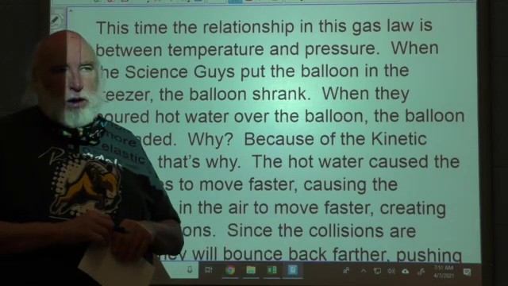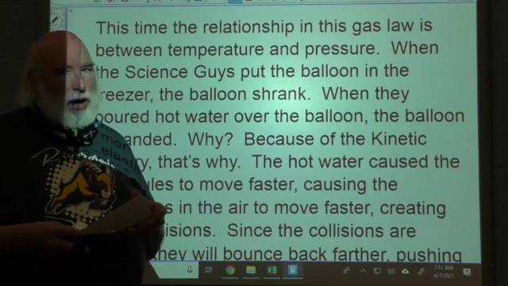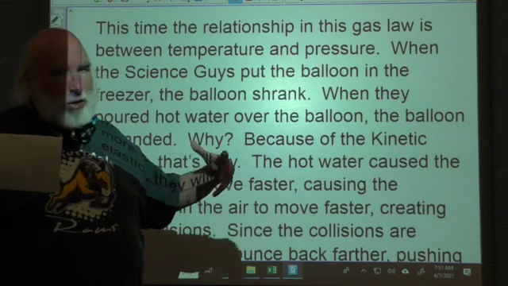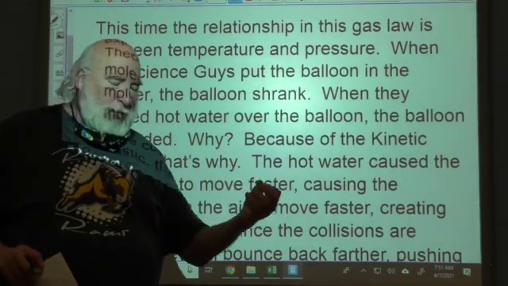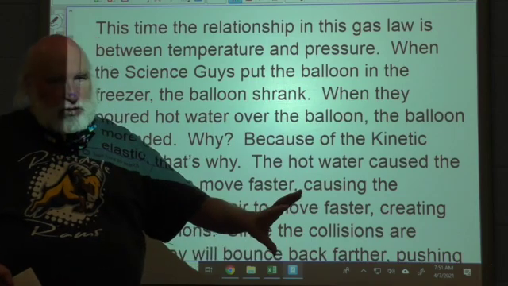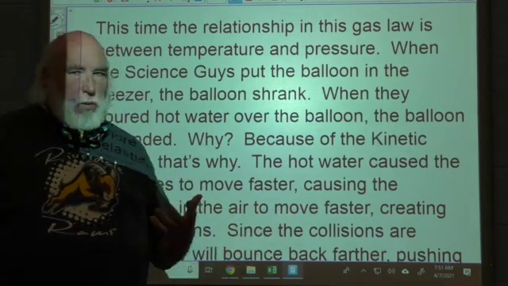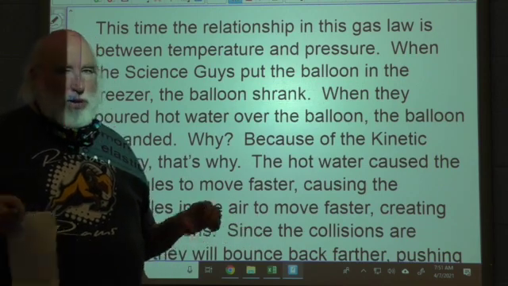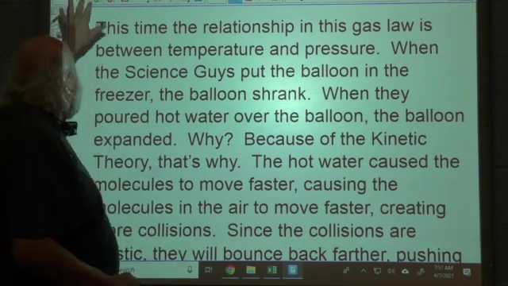And when they put the balloon into a freezer, it shrank, and when they put hot water over on top of it, it expanded. So that means then that when they put it in the cold, they decrease the temperature, which decreased the volume. When they put it in the hot water, they increase the temperature, which increased the volume. So they both went down or they both went up. That is called a direct relationship.